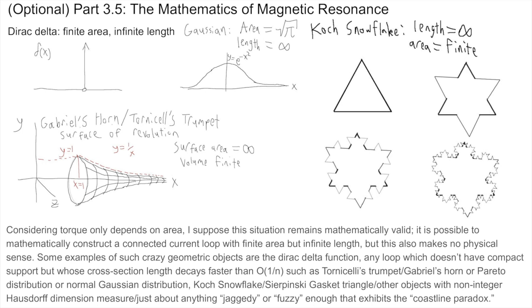It is possible to mathematically construct a connected current loop with finite area but infinite length, but this also makes no physical sense. Some examples of such crazy geometric objects are the Dirac delta function, any loop which doesn't have compact support, but whose cross-section length decays faster than order 1 over n, such as Torricelli's trumpet or Gabriel's horn, or Pareto distribution or normal Gaussian distribution, the Koch snowflake, Sierpinski gasket triangle, other objects with non-integer Hausdorff dimension or Hausdorff measure, just about anything jaggedy or fuzzy enough that exhibits the coastline paradox.